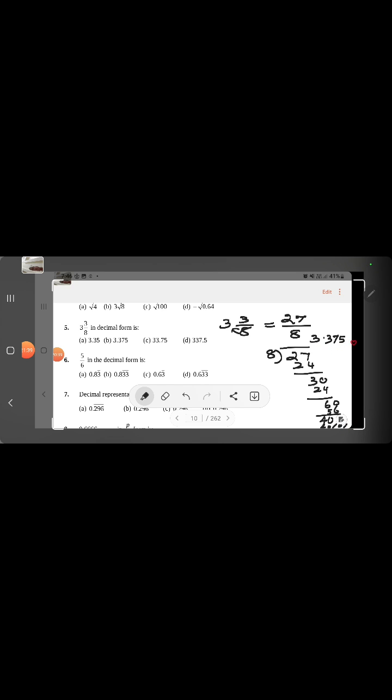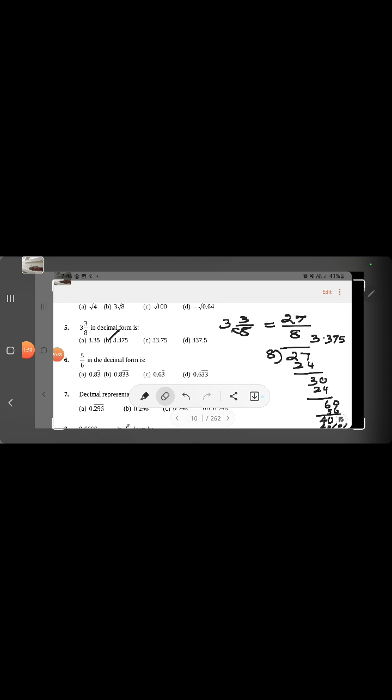So 3.375 is the answer when we convert 3 by 8 to decimal form in this way, this 27 by 8, and dividing, we get the quotient as 3.375. Option B is the right one.